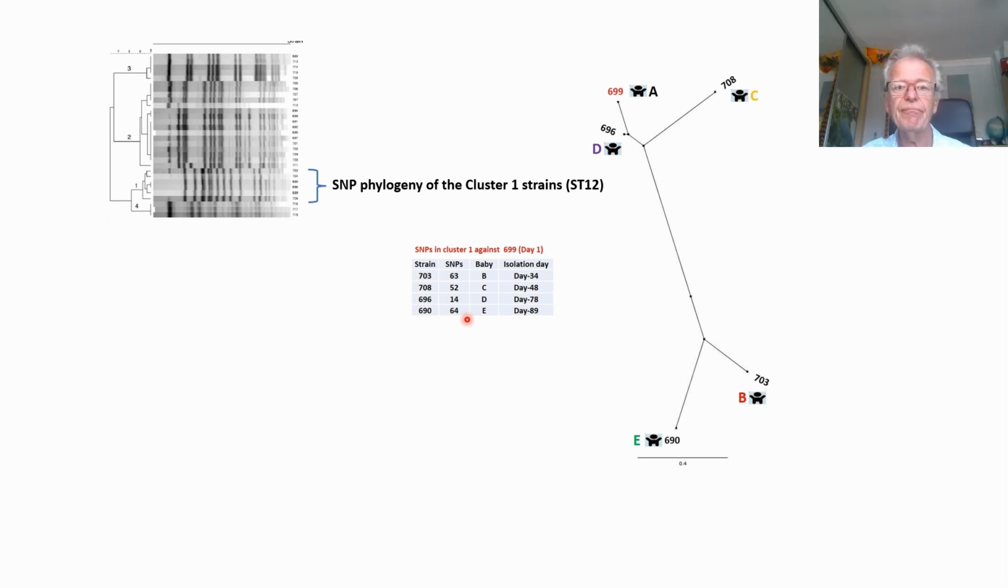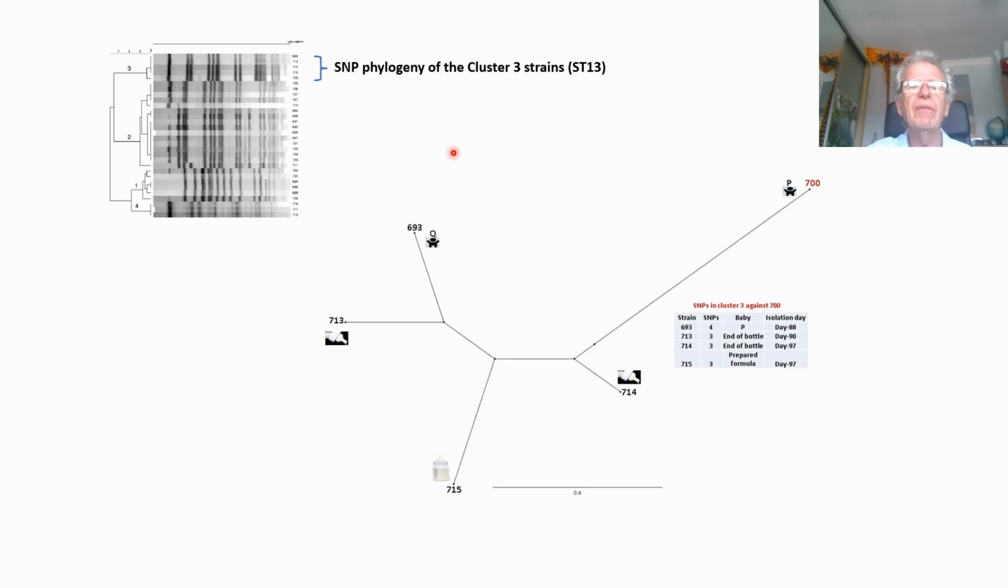Excuse me. So let's move on. These are the cluster 3 strains, the ST13. One is from a baby, and the others are from the end of a bottle and also from prepared feed. So they're extremely similar. Very, very few SNP differences amongst them.